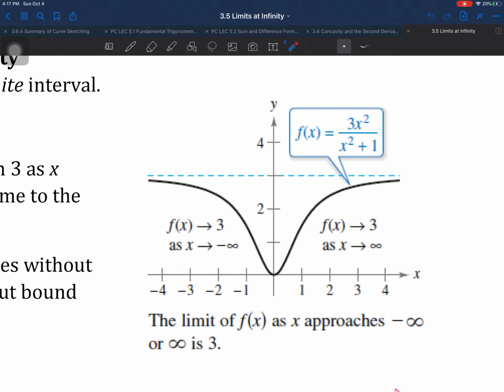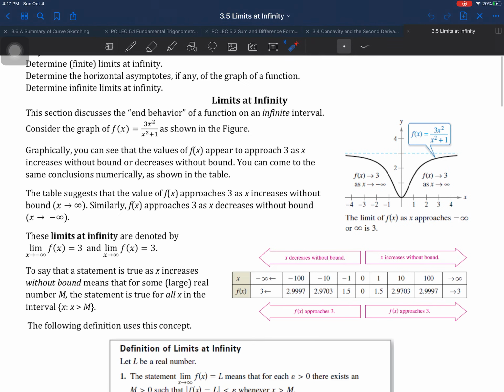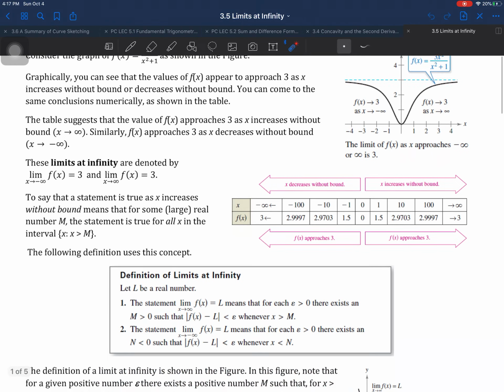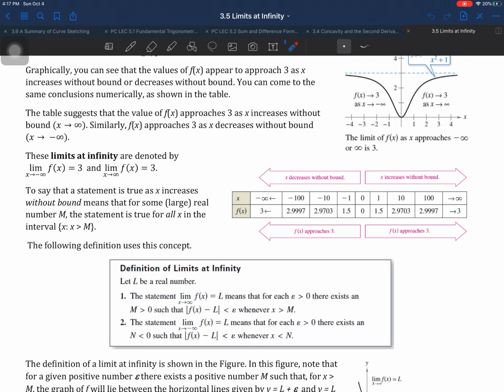So our goal is to find this. If you notice, it seems like it's creating this horizontal asymptote. Obviously, we can find this by using a table. As x goes to negative infinity, by plugging in numbers for x that are getting closer to negative infinity, we see the values of the function getting closer and closer to 3. As x goes to infinity, the values of x are getting bigger and bigger, and the values of the function are getting closer and closer to 3.